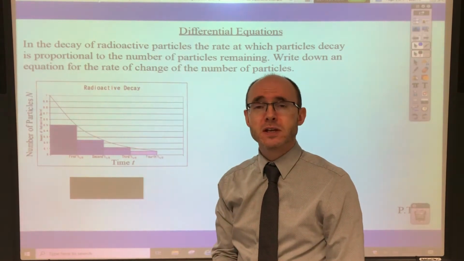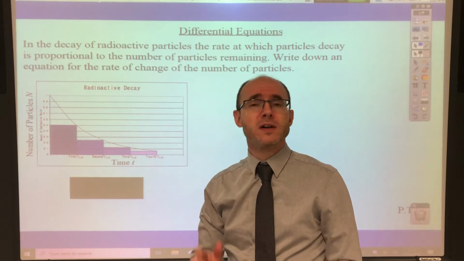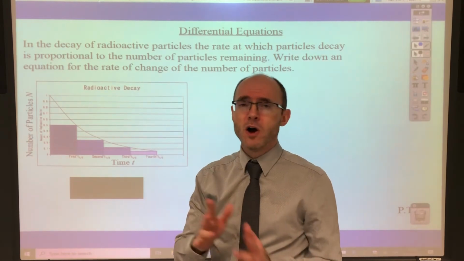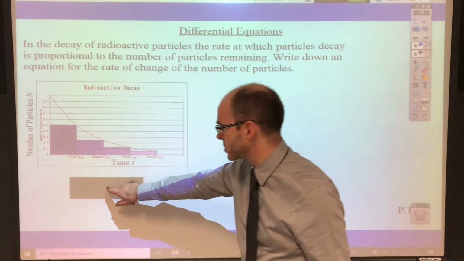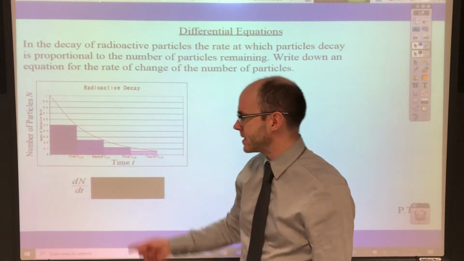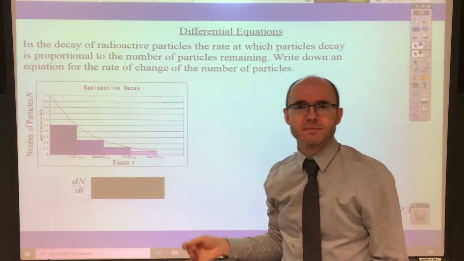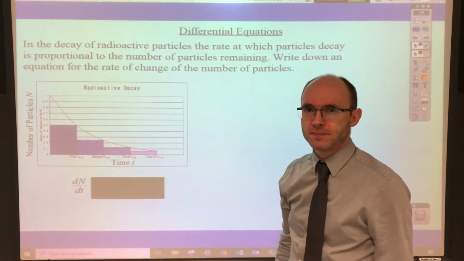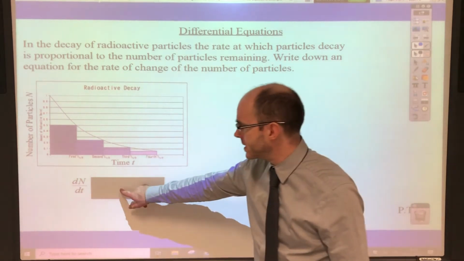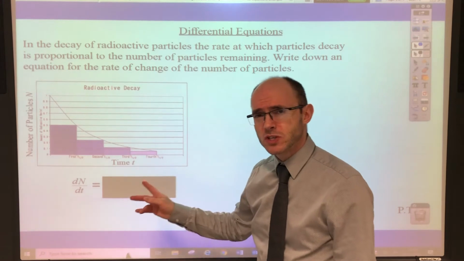So can you think of a derivative expression involving the rate of change of the number of particles N over time? It's just going to be dN/dt. That stands for the rate of change of the number of particles with respect to time. For an equation, you need dN/dt equals something. Let's read the question again and see what it is.